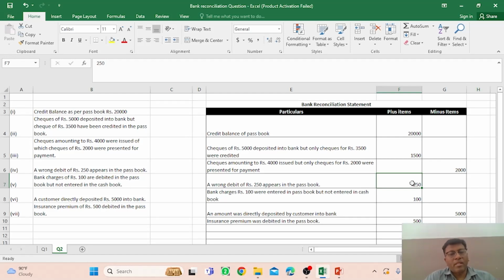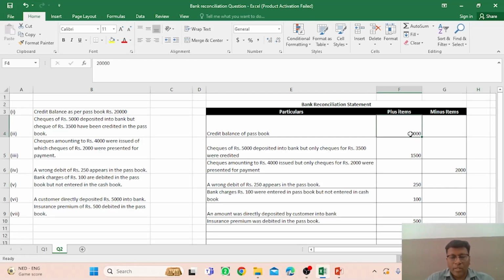And a customer directly deposited rupees 5,000 into the bank. So there is a lesser balance in the cash book, so you have to write it in the minus item. And an insurance premium of rupees 500 is debited in the passbook. Again, this is an expense, and the payment was made by the bank without informing the businessman. So the bank balance is reduced by this transaction of rupees 500, but it was not mentioned in the cash book, so the cash book balance is the same as earlier. So there is a plus item.